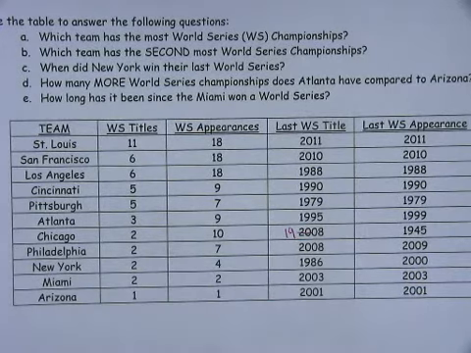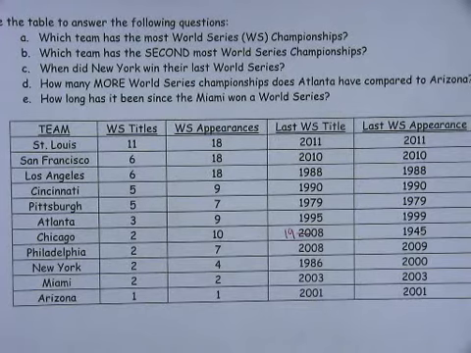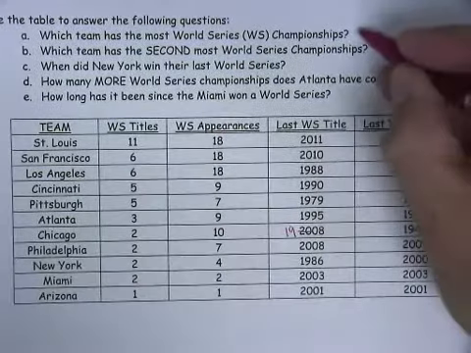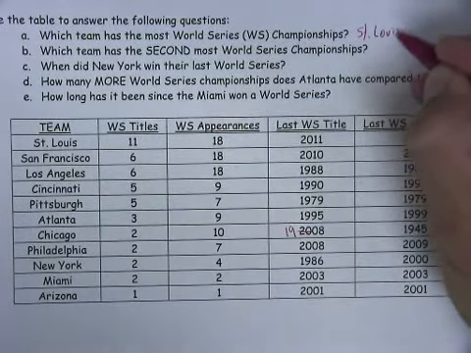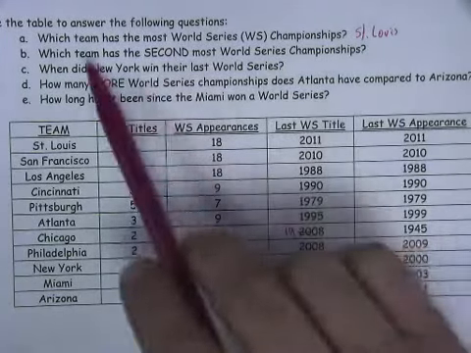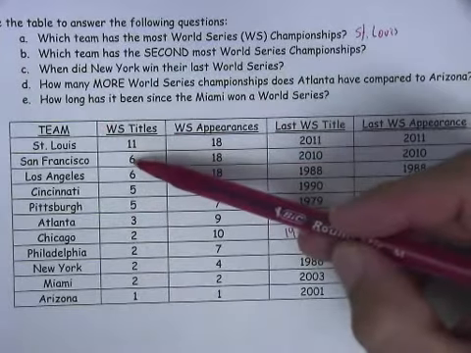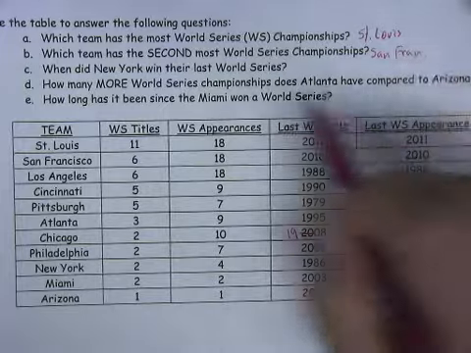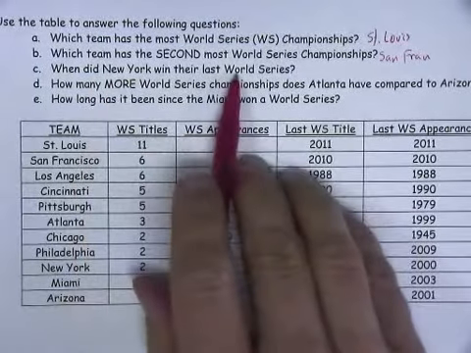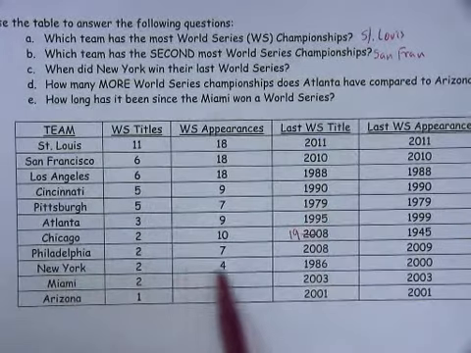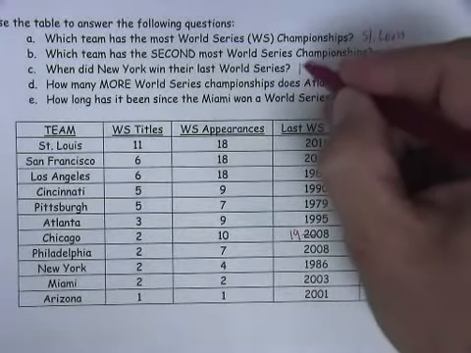All right, let's see if we can answer some of the questions that we have up here. Which team has the most World Series championships? Well, championships would be titles right here, and that would be St. Louis. This is for all NL teams, National League teams. AL is a different story. Which team has the second most World Series championships? This is going to be San Francisco. When did New York win their last World Series? Well, last World Series title. Let's go find New York. That was in 1986.